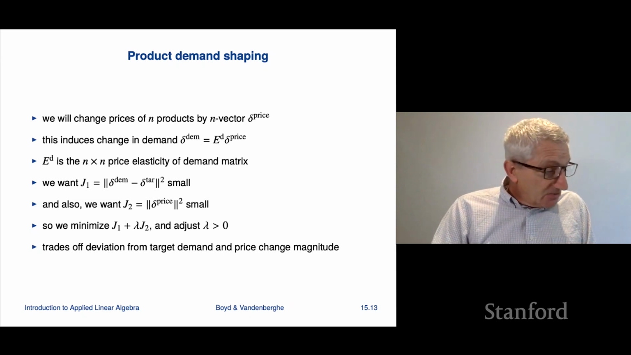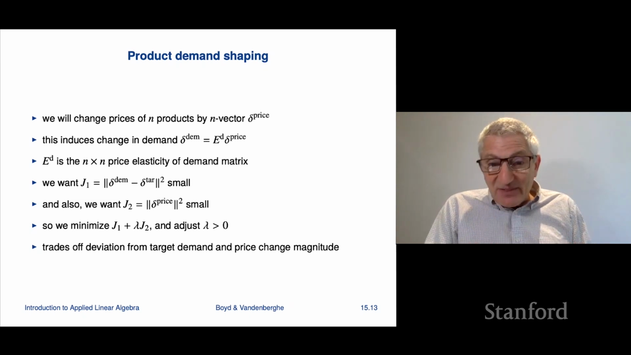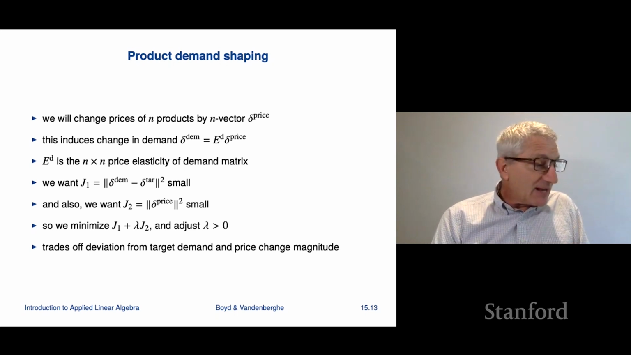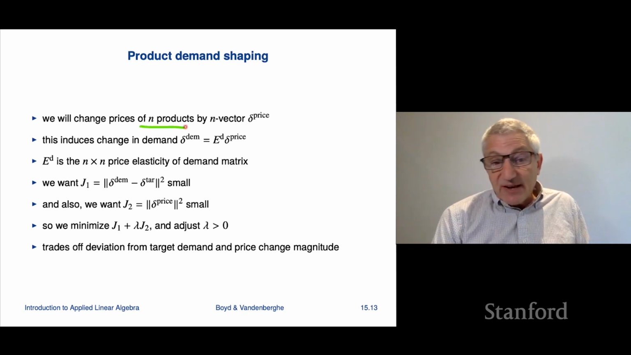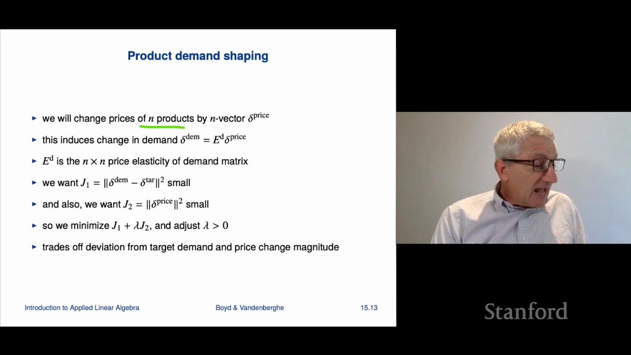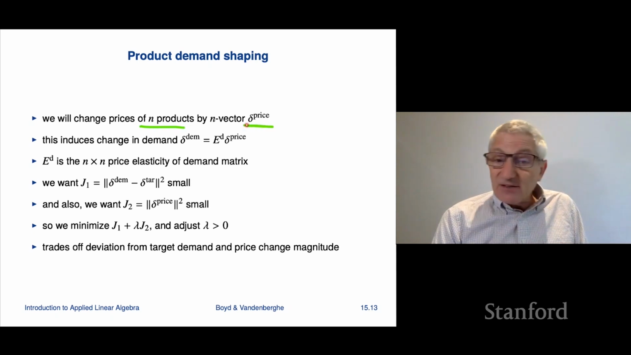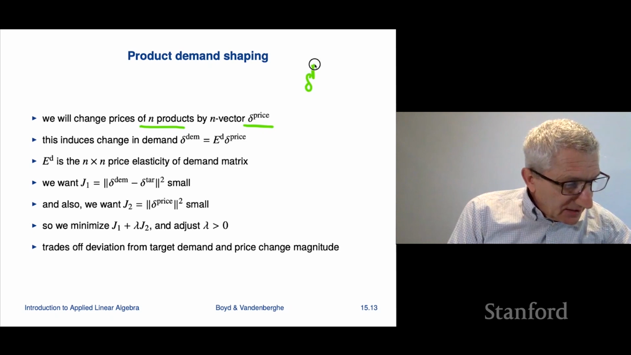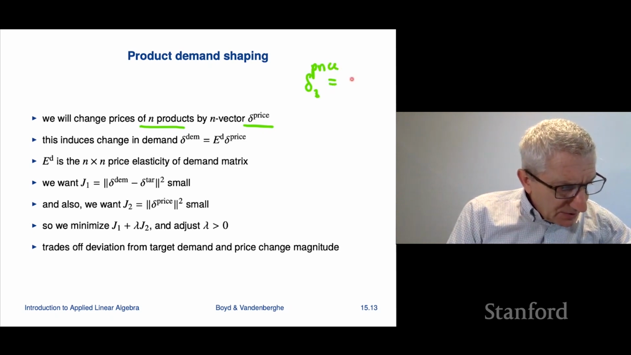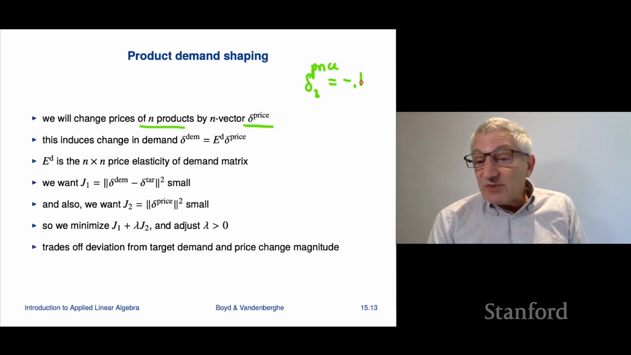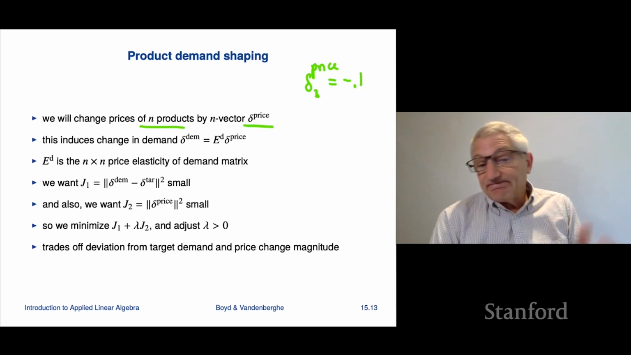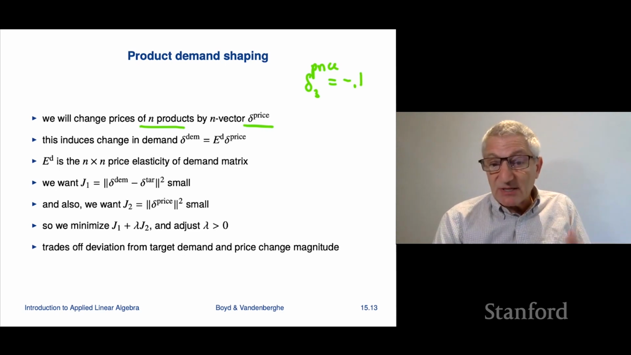Let's look at a specific example of that, although people doing this would certainly not call it control. Nevertheless, here it is: product demand shaping. You have a set of n products and a current price vector p, which is positive. We are going to change the prices by a relative price change vector, delta price. For example, if delta price sub 3 equals minus 0.1, that means, roughly speaking, we are going to reduce the price of product 3 by 10%. Plus means you increase the price.